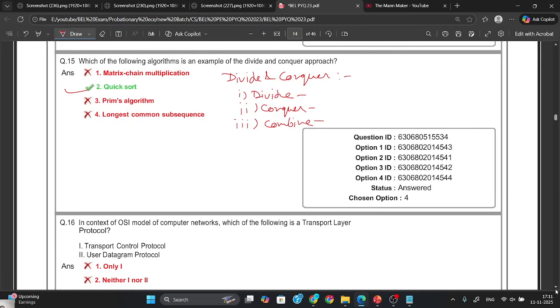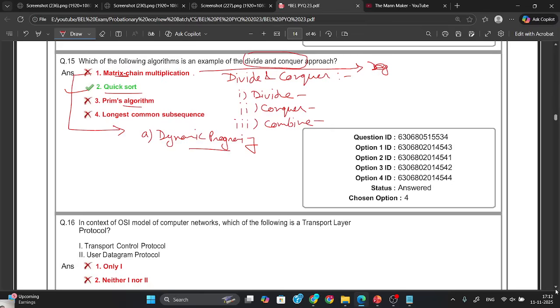And apart from this, option A, we have matrix chain multiplication. This problem solving method generally uses dynamic programming. I will write here: option A uses dynamic programming. In this method, divide and conquer, this approach is used by quicksort, and the dynamic programming approach is used by matrix chain multiplication.